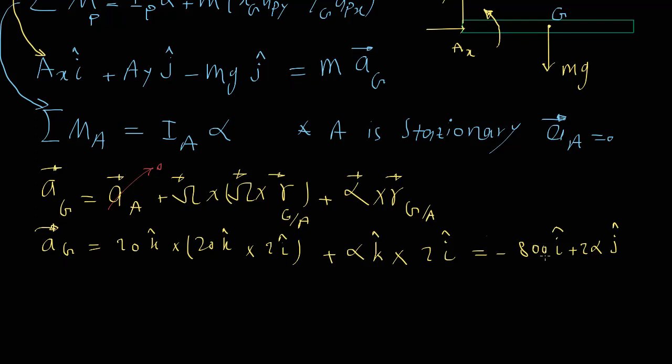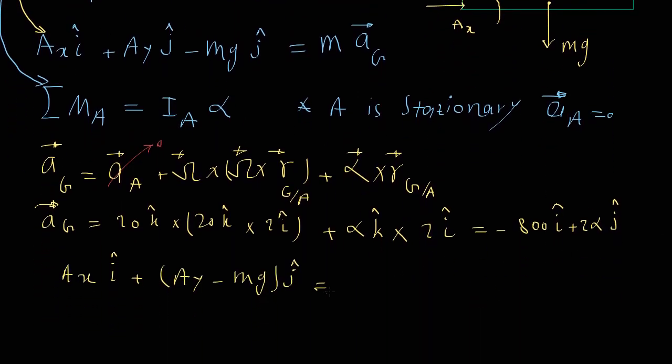Okay, so with this acceleration, let's rewrite this equation again. So we are going to have Ax, and I put the I terms together and also J terms together. So Ax in the I direction plus Ay minus mg in the J direction. So I am just writing down that equation here. It's equal to m, which we have the value of m, by the way. m, I think, is 20 kilograms. So this would be 20 times minus 800 in the I direction plus 2 alpha in the j direction.